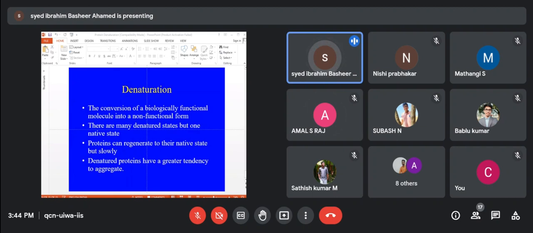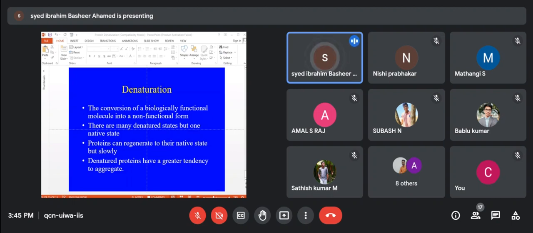So now I am telling you another fact. Subhas told we can measure the UV absorbance. It is because of the aromatic amino acids. So that's true. In a native form, the aromatic amino acids will be inside the core of the protein. They will not be exposed. In a native form, the aromatic amino acids will reside inside the core of the protein. They are not much exposed.